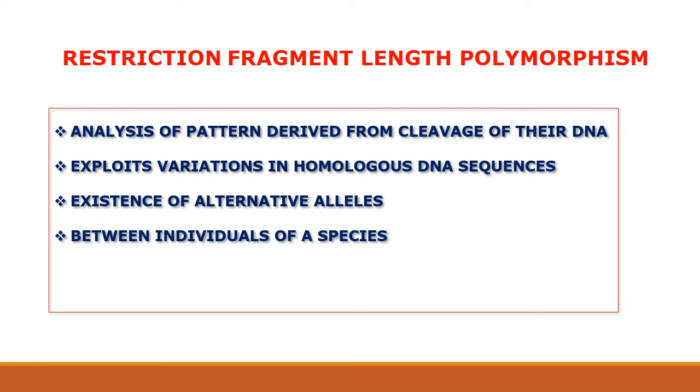A restriction fragment length polymorphism is defined by the existence of alternative alleles. An allele is an alternative form of a gene, associated with restriction fragments that differ in size from each other. Simply, the variation in the restriction DNA fragment length between individuals of a species is called RFLP. RFLP is none other than restriction fragment length polymorphism.